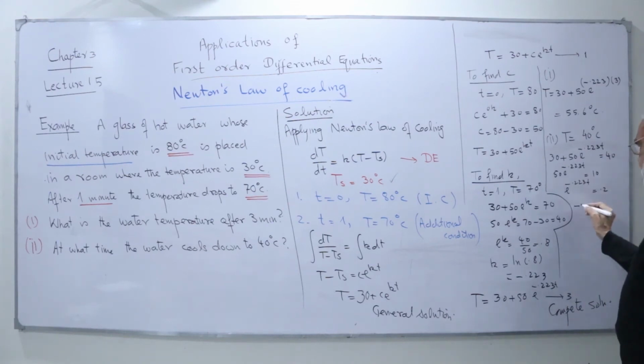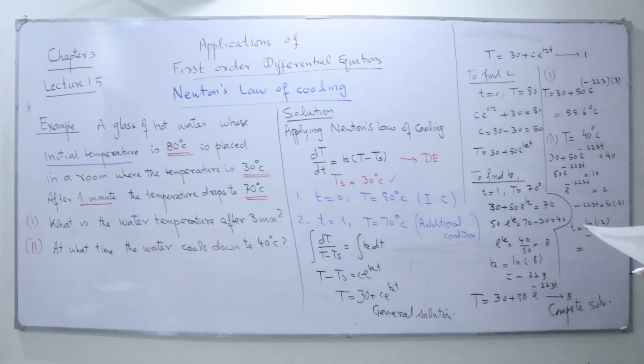I take ln of both sides: minus 0.223 t is equal to ln of 0.2, and my t is equal to ln of 0.2 over minus 0.223. I use my calculator and I can simply find the solution, which is equal to 7.2 minutes.